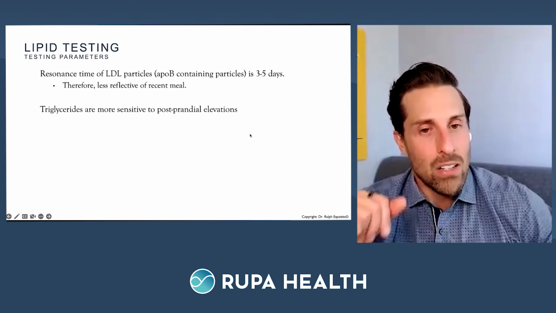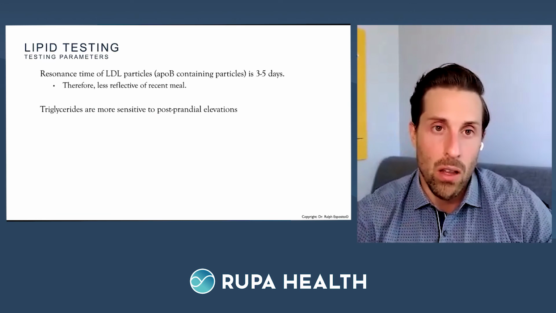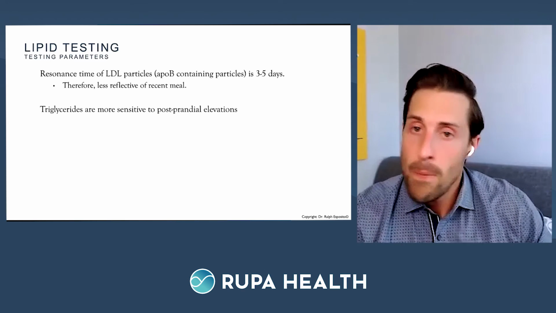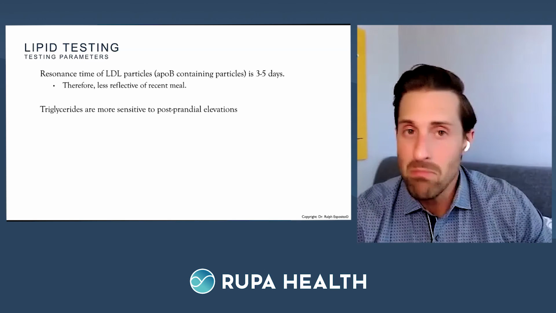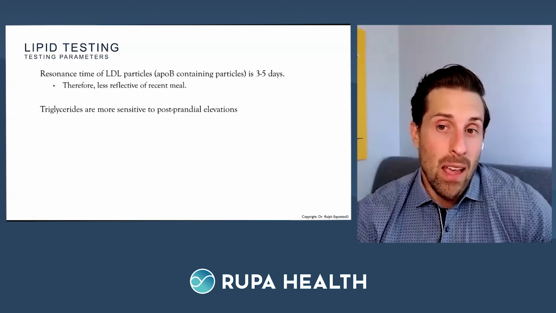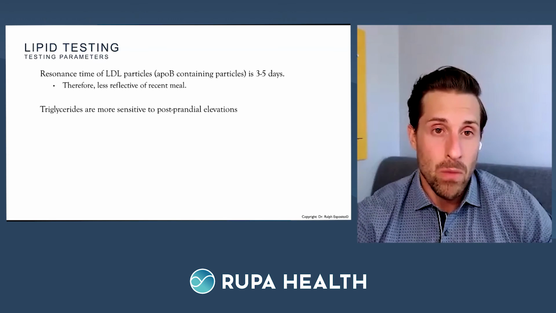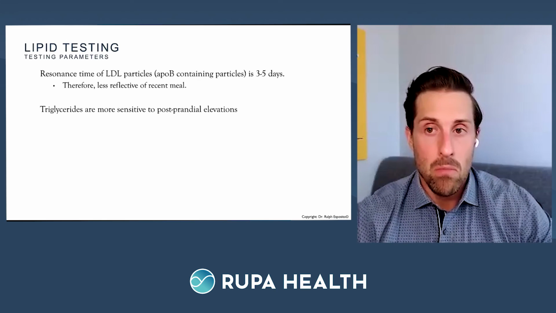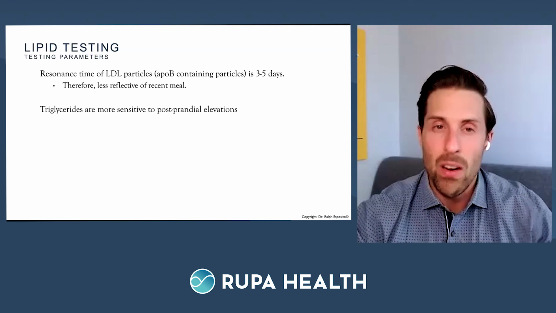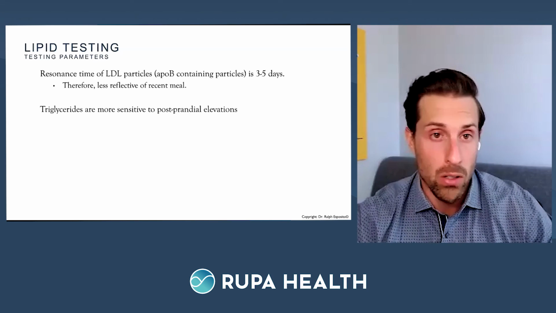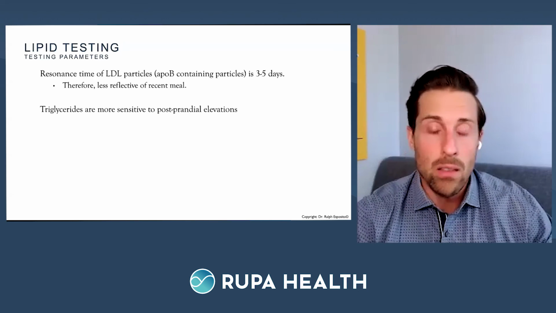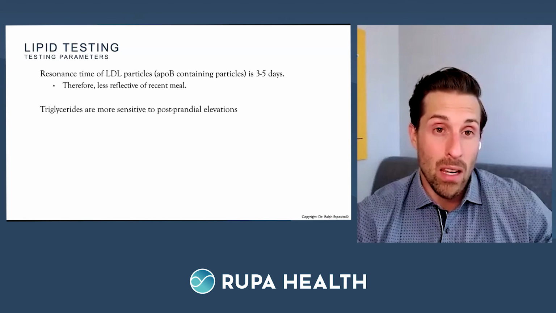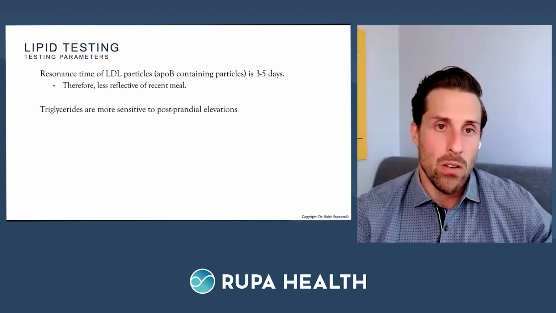What's important to understand is that triglycerides are more sensitive to postprandial elevation. So triglycerides should be done fasting. For LDL particles and ApoB, it really doesn't matter because they have a residence time of about 3 to 5 days. So assuming you weren't eating poorly for 5 days, what you ate this morning or yesterday is very unlikely to have an impact on your LDL particles, your LDL-C, your VLDL or your ApoB. So if you have to take somebody's ApoB in the afternoon, that's okay, but don't take their triglycerides.